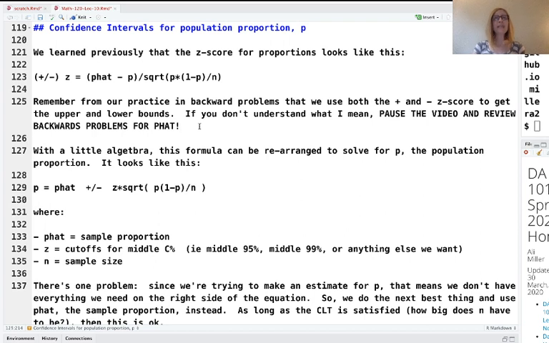If this seems unfamiliar, go back to week 9, pause the video right now, go to our lecture notes online, and read through the backwards example for proportions, p hat backwards example. You'll see this exact same thing going on there.